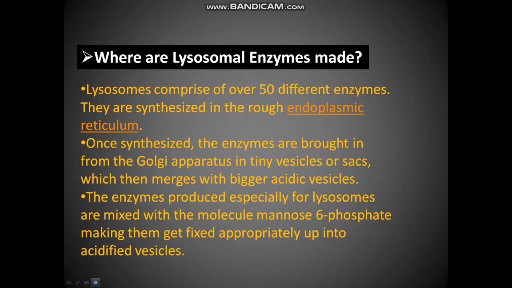Where are lysosomal enzymes made? Lysosomes comprise over 50 different enzymes. They are synthesized in the rough endoplasmic reticulum. Once synthesized, the enzymes are brought in from the Golgi apparatus in tiny vesicles or sacs, which then merge with bigger acidic vesicles. The enzymes produced especially for the lysosomes are tagged with the molecule mannose 6-phosphate, making them get fixed appropriately into acidified vesicles.